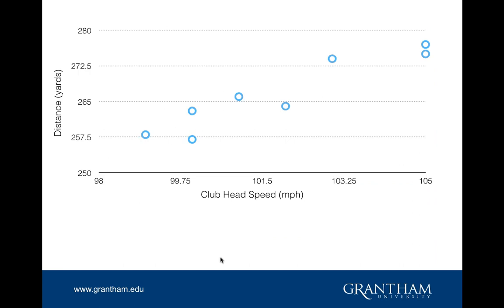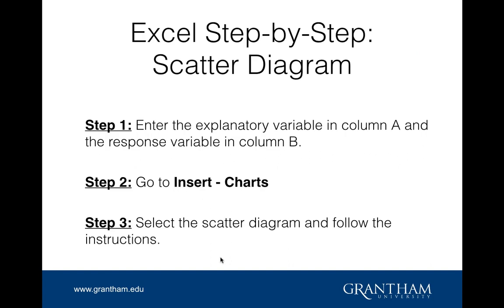And here's the same graph that we just saw in Keynote. Now, to go back through the steps. First, step one, you're going to put the explanatory variable. This is not mandatory, but to save headaches, it is good practice to put the X variable first in the first column, the A column, and then you put the response variable in the B column.